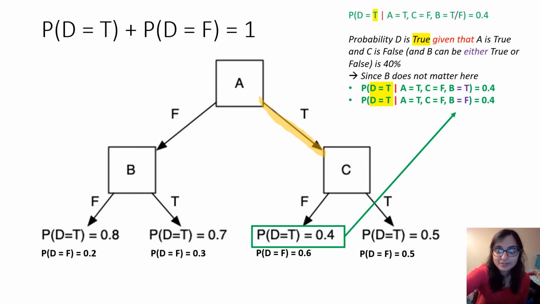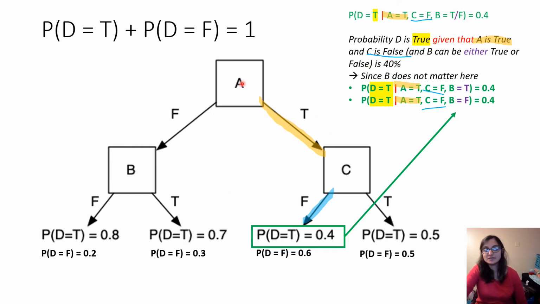We looked at A being true here. A is true. Then we also saw that C is false. I'll just underline it here. C is false. So this is basically the probability that D is true given that A is true and C is false, and B was not part of it, so B can be either true or false.